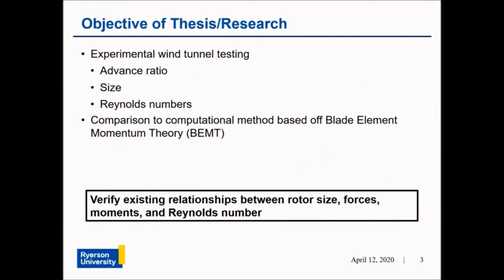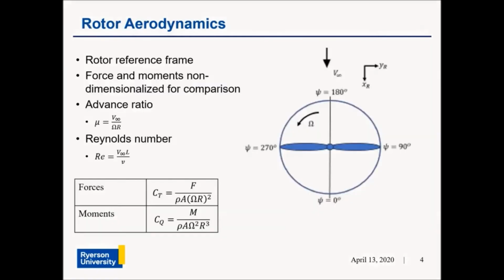Addressing the scalability issue was the objective of the thesis, more specifically verifying the existing relationships between rotor size, forces, moments, and Reynolds numbers, and exploring their limitations in the low Reynolds number regime. This was done by experimentally wind tunnel testing various sized rotor blades at different Reynolds numbers and advance ratios. These experimental results were also compared to a computational method based off the blade element momentum theory.